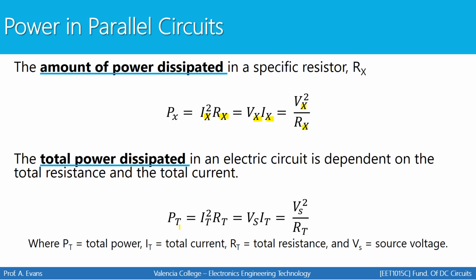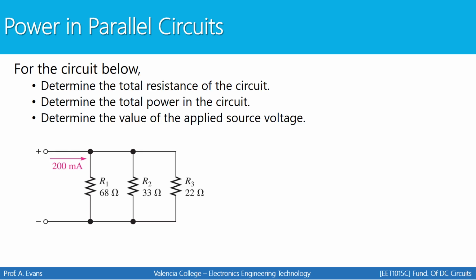We also have the same formulas for total power in the circuit, and again, this relies on knowing the total resistance of the circuit, the total current in the circuit, as well as the source voltage applied to the circuit. So the next problem that we'll do is an example of how we calculate power in a parallel circuit. For the circuit below, we're going to determine the total resistance of the circuit, the total power in the circuit, and determine the value of the applied source voltage.